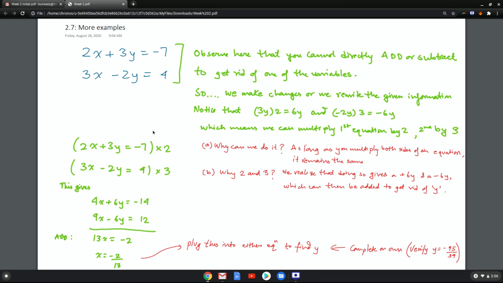So do that. This gives us the following equation. When we add, we end up with 13x equals negative 2 and x is negative 2 over 13. Now again, over here, you can finish this problem. You can try it out, complete on your own. Plug this into either one of the equations to find the value of y. Once you have found it, you can verify it should be negative 95 over 39.